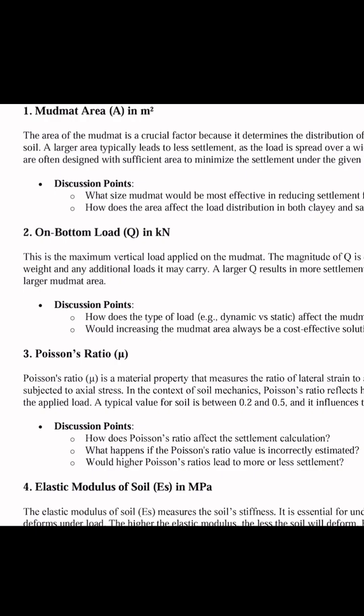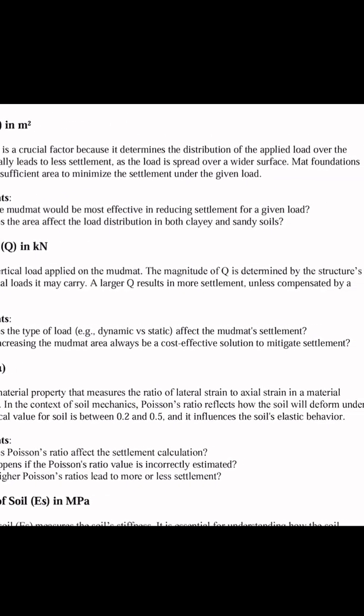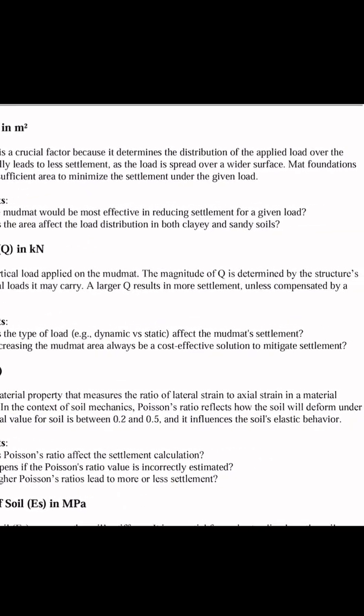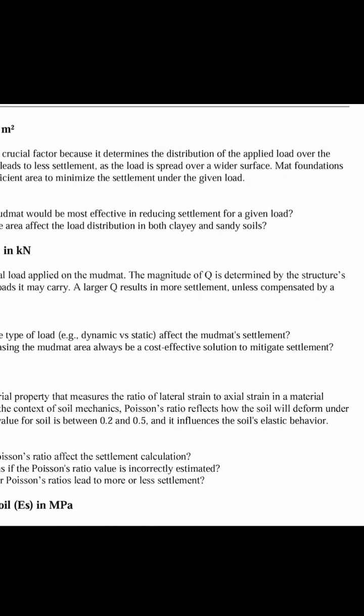How does the type of load, for example dynamic versus static, affect Mudmat settlement, and would increasing the Mudmat area always be a cost-effective solution to mitigate the settlement?